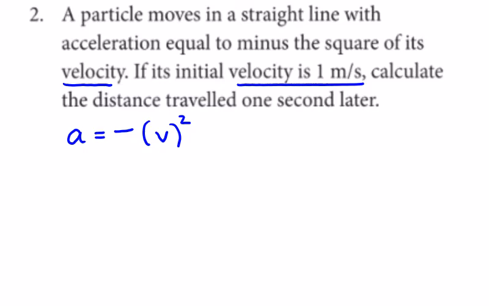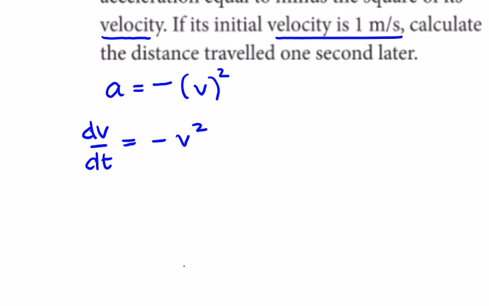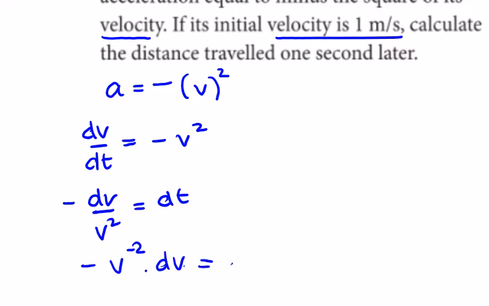So what do we have here? Acceleration, we're looking at time, so dv/dt is equal to a, so dv/dt is equal to minus v squared. Let's divide by minus v squared and multiply by dt, so minus dv over v squared is equal to dt. I'm going to bring the v squared up and make it minus v to the power of minus 2 dv equals dt. And if we integrate these, the minus should turn into a plus.